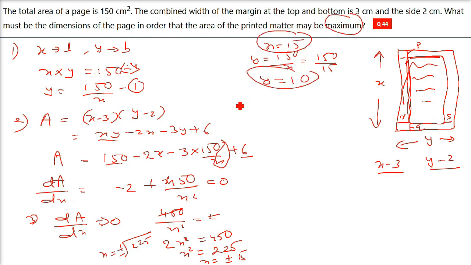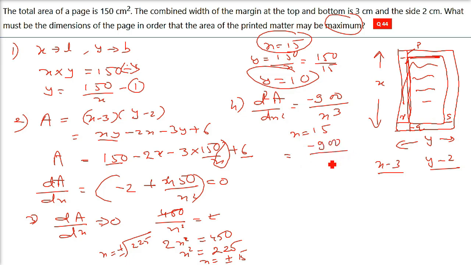Now you have to show one more part, which is the maximum part. So once you go along with this, you have to differentiate it. I'm double differentiating it right now. When you double differentiate it, this negative 2 will be 0. 450 by x square, so you just have to differentiate 450 by x square, x to the power minus 2. You will get this differentiation as negative 900 divided by x cube.